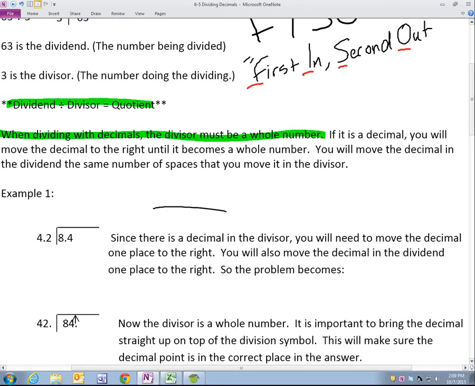If it is a decimal, you will move the decimal to the right until it becomes a whole number. You will move the decimal in the dividend the same number of spaces that you move it in the divisor. Okay? You've had this before.